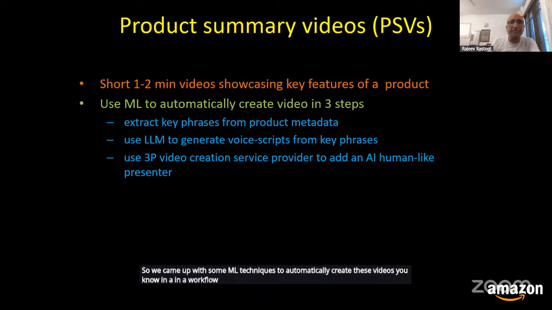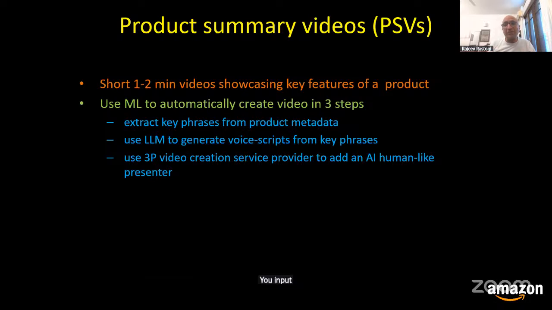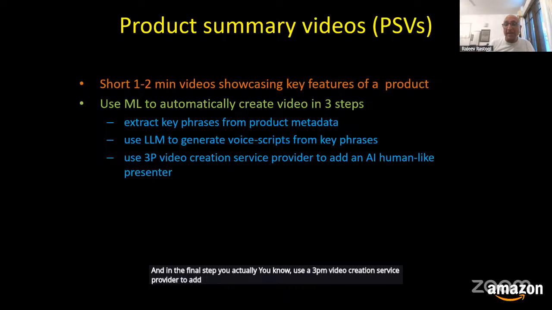So, the first step, you extract key phrases such as good sound quality or value for money from the product metadata and reviews, and then in the second step you input these key phrases into an LLM to generate voice scripts, and in the final step you use a 3P video creation service provider to add an AI human presenter to the video to narrate the script with expressions and hand gestures.